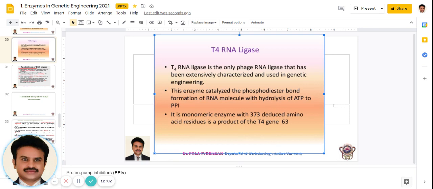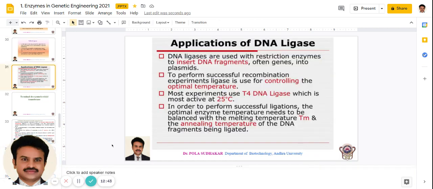The third type of T4 ligase is T4 RNA ligase. T4 RNA ligase is the only phage RNA ligase that has been extensively characterized and used in genetic engineering. This enzyme catalyzes the phosphodiester bond formation of RNA molecules with hydrolysis of ATP to PPi. It is a monomeric enzyme with 373 deduced amino acid residues and is a product of the T4 gene 63.